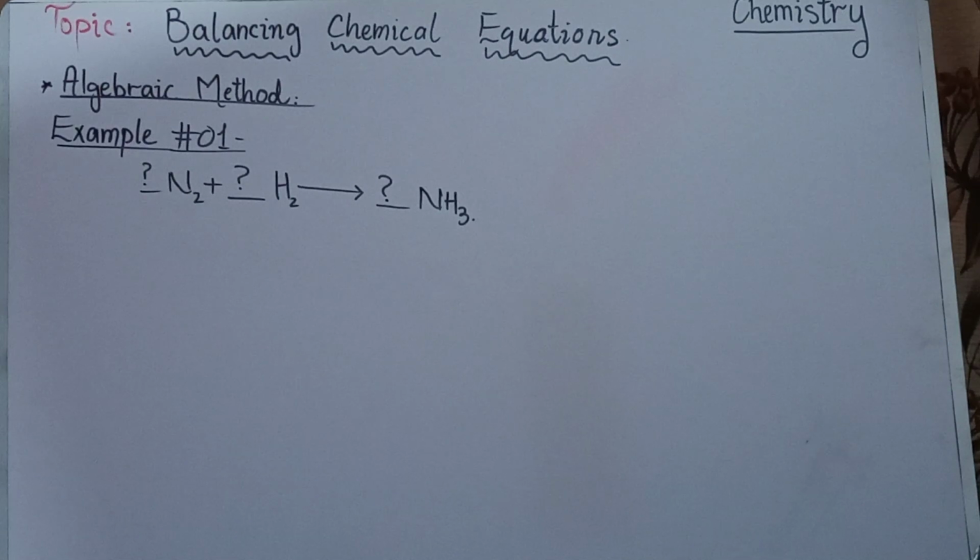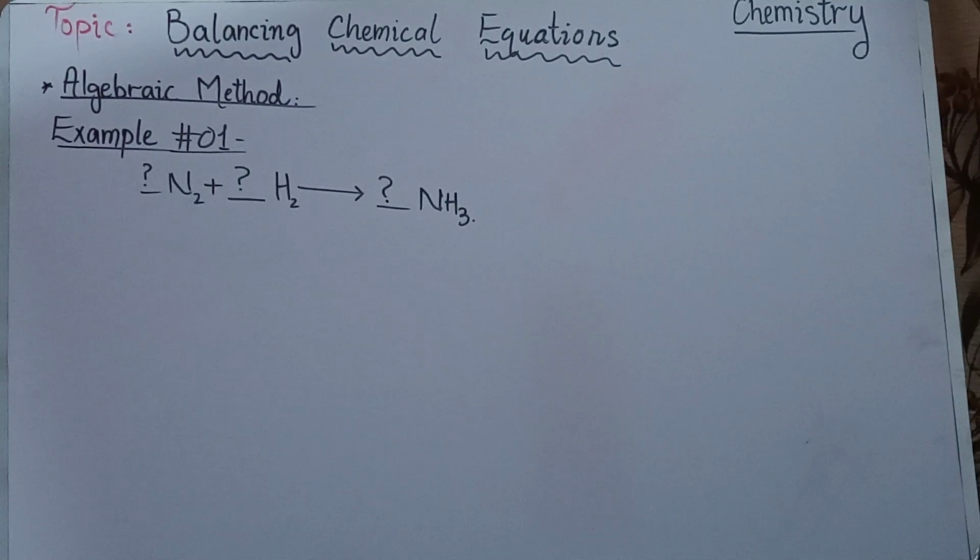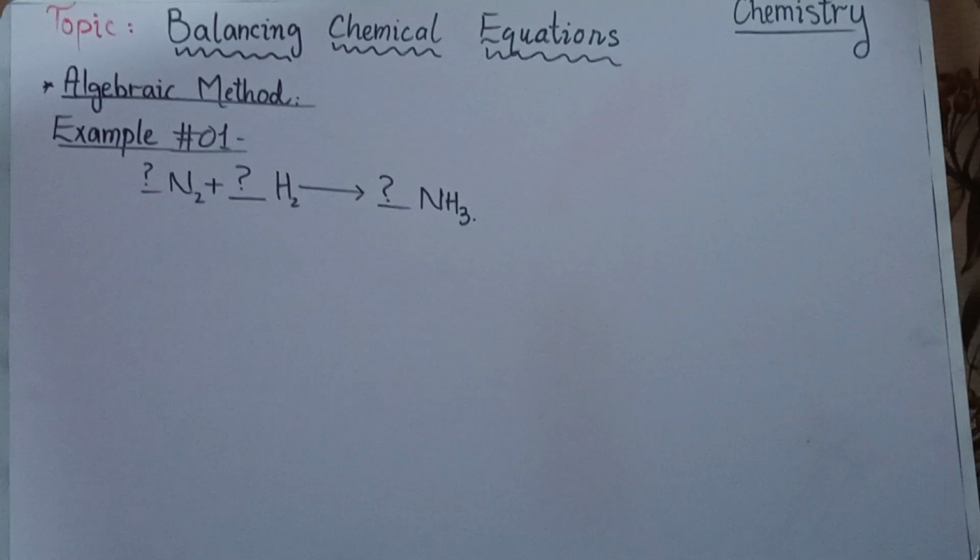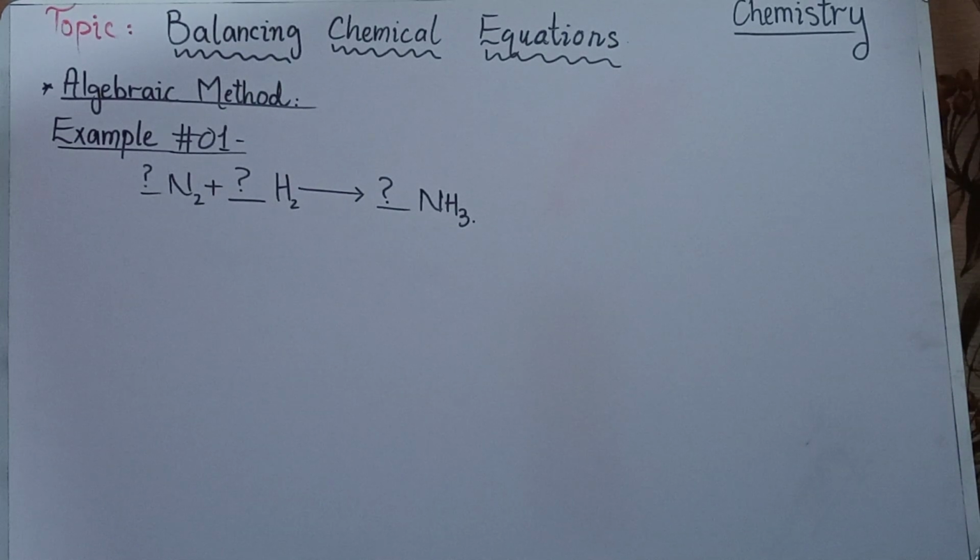Today the topic is balancing chemical equations. The method I am going to discuss is the algebraic method. The example is nitrogen gas N2 combined with hydrogen H2 to form ammonia gas NH3. We have to balance this chemical equation. As you can see the question marks, we have to identify these values.